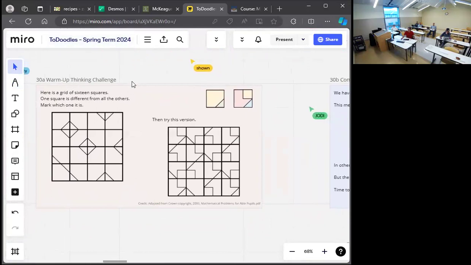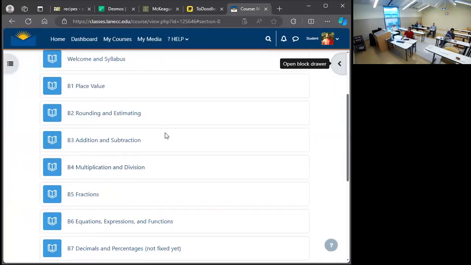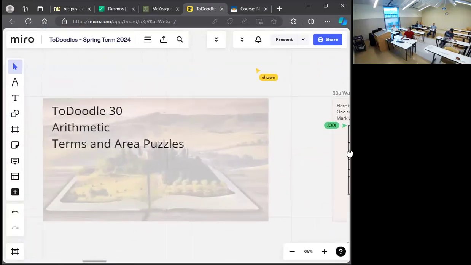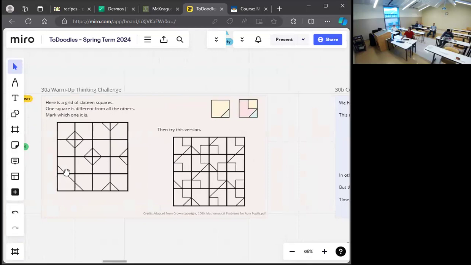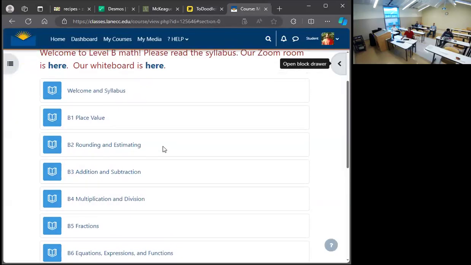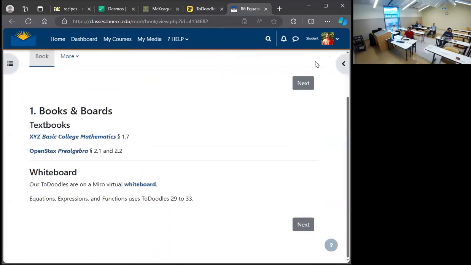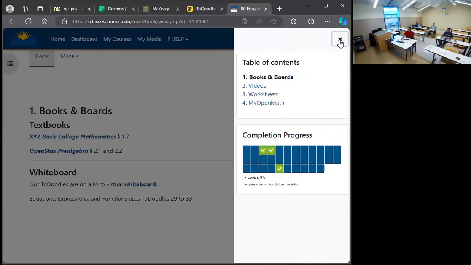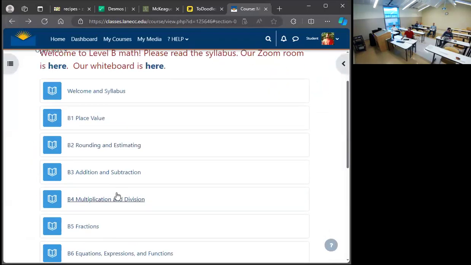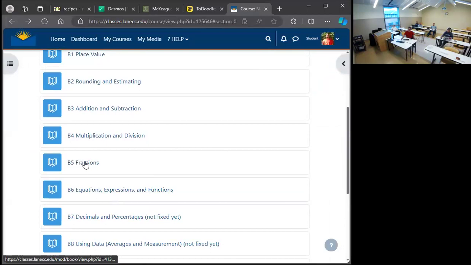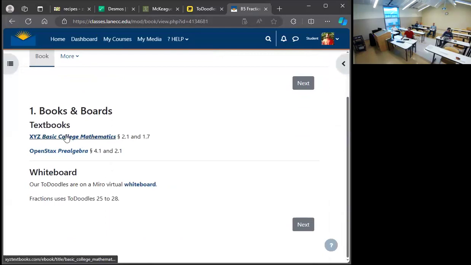I'm not gonna start the next one. But let's talk about homework now. The next to-doodle, we transition to arithmetic. We're done with fractions. So if you're trying to stay caught up with homework, we're now doing equations, expressions, and functions. Don't try that one yet. You can look at it, it's not gonna hurt you. All the stuff is set up. But if you want to do homework, then fractions is the last thing to do. So do B1 through B5. You should be ready to look at the textbook, 2.1 and 1.7.